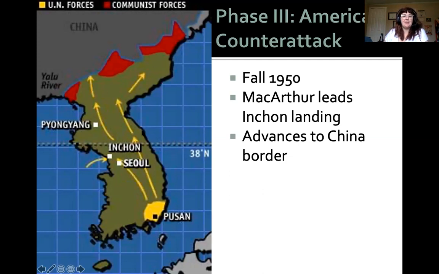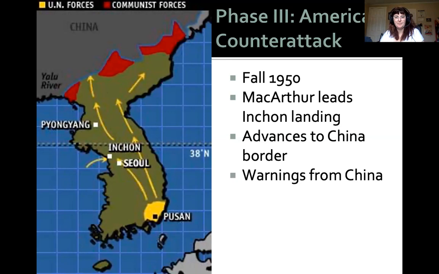So it kind of goes the opposite way. North Korea invades first, pushes them all the way down to the end of southern Korea. South Korea and the US push back, all the way back up to the border. And basically at this point, China says, hey, don't invade us. If you do, we will declare war on the US. And that is a big deal.